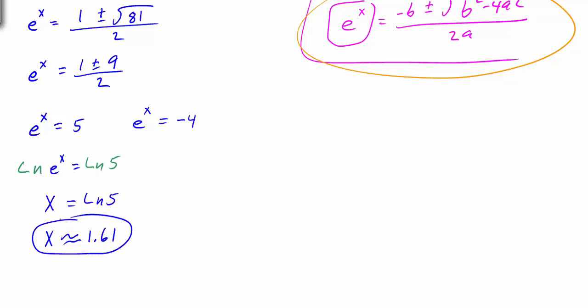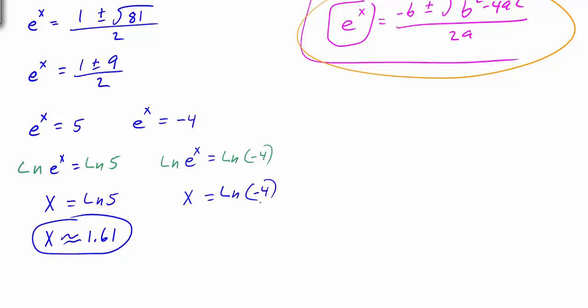And at this point, maybe you could pause the video and see if you could find out the e to the x equals negative 4. And if we do the same thing, we would get the natural log e to the x equals the natural log of negative 4. And of course, natural log of e is going to cancel, so you're going to get x equals the natural log of negative 4.